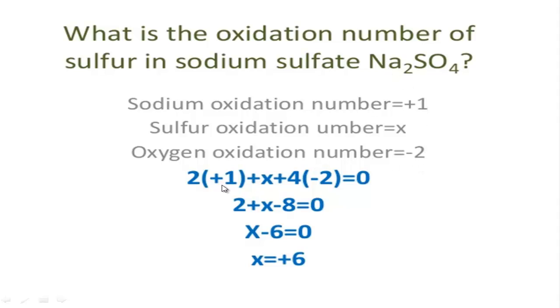Now put here sodium +1 and 2 atoms of sodium, so multiply with 2, plus. We want to determine the oxidation number of sulfur, so we take it as X, and the oxidation number of oxygen is -2, and 4 atoms of oxygen, multiply with -4, and the sum of them is equal to 0. So now through the calculation you easily understood the value of X is here +6. So the oxidation number of sulfur in sodium sulfate is +6.